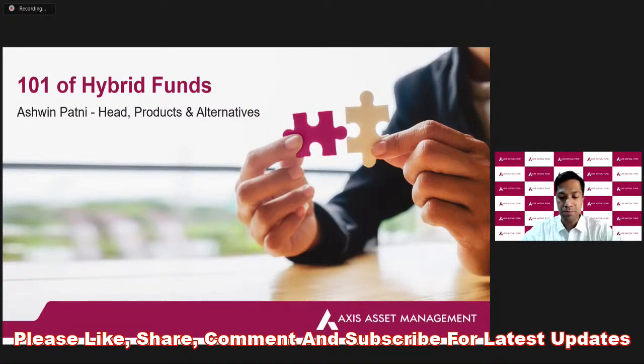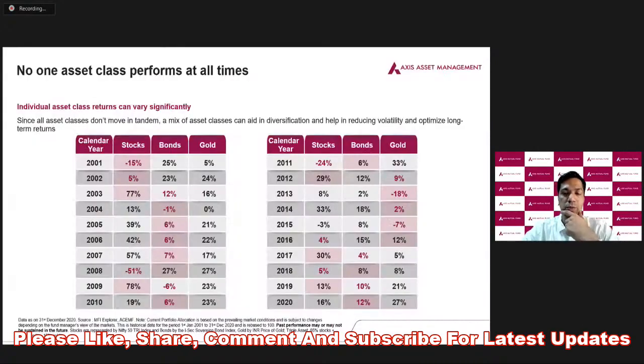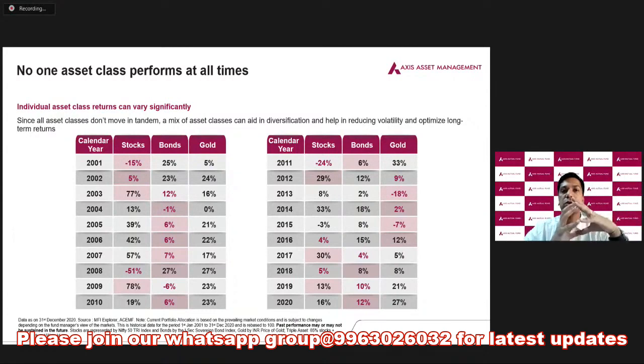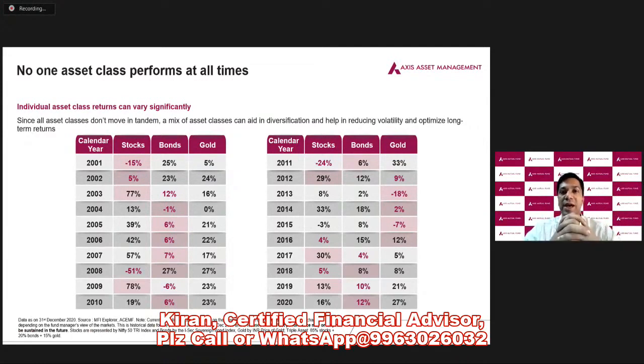So let's jump in. The most important thing to note about hybrid funds, as the name suggests, is that they are called hybrid. What do you mean by hybrid? Hybrid is something where you combine two different things, or a few different things, into a common product. And why are hybrid funds called so? Because they combine different asset classes into a common fund. What do we mean by asset classes?